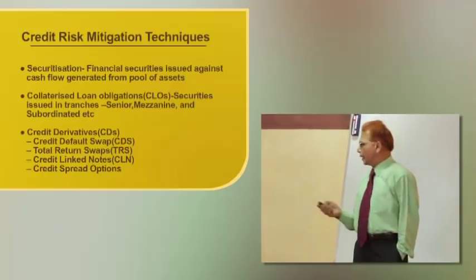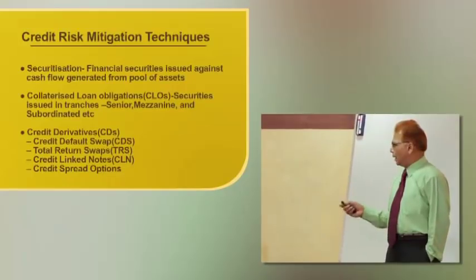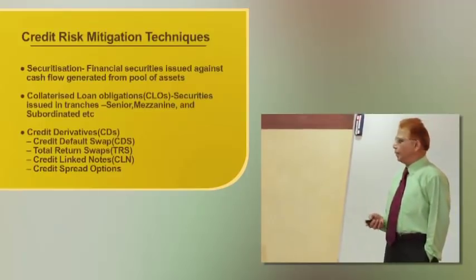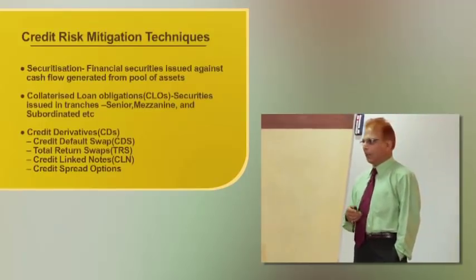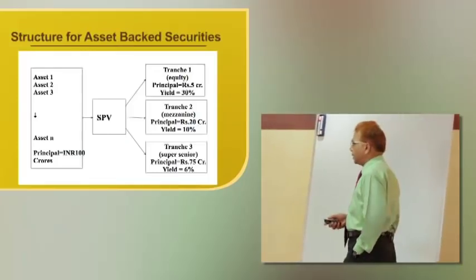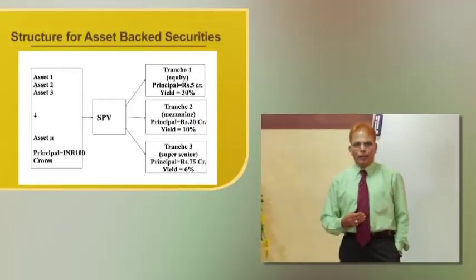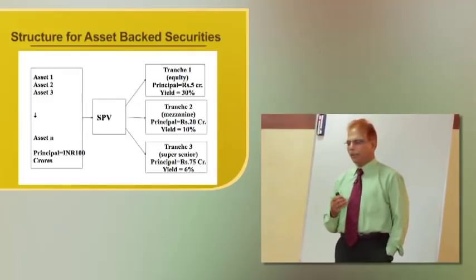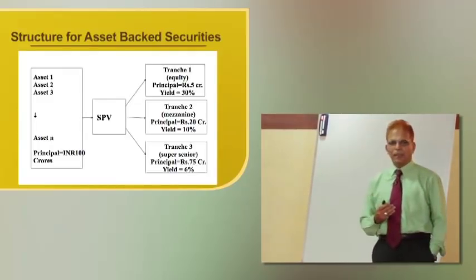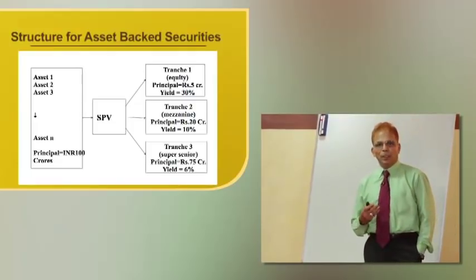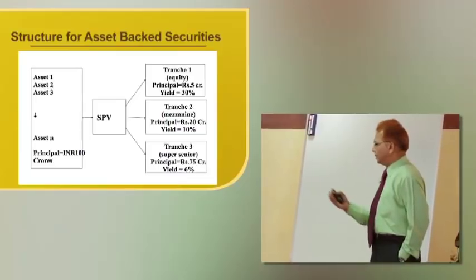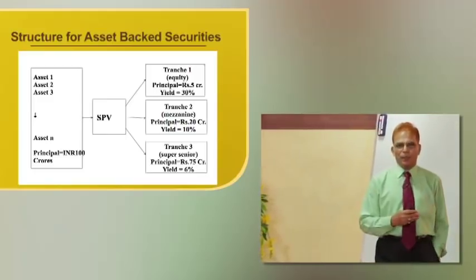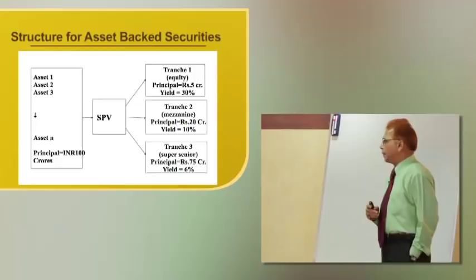And credit derivatives: we know the credit default swaps, total return swaps, credit linked notes, and credit spread options. Let us quickly see each of them briefly just to understand the particular products. Let us see the structure of asset-backed securities. Like we said, any cash flow of an asset can be securitized. Let us take a general example of a pool of multiple assets, asset 1 to asset 10. It could be loans or bonds or anything, and say it has a total principal amount of 100 crores, and these are transferred to what is known as the special purpose vehicle.